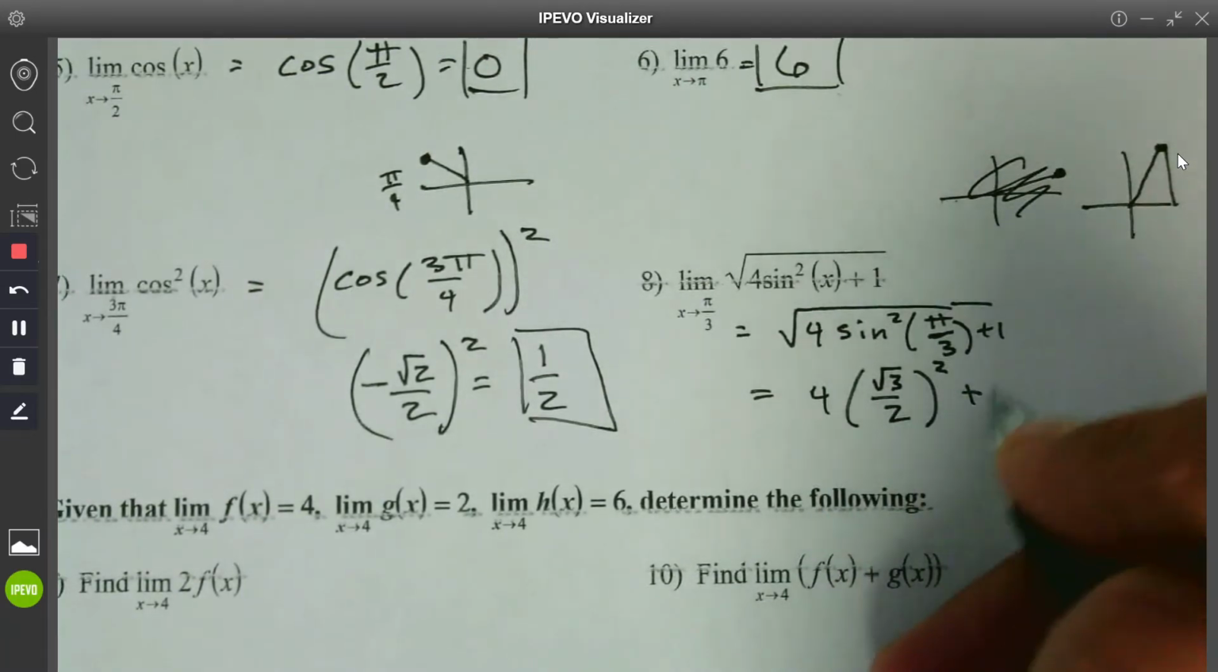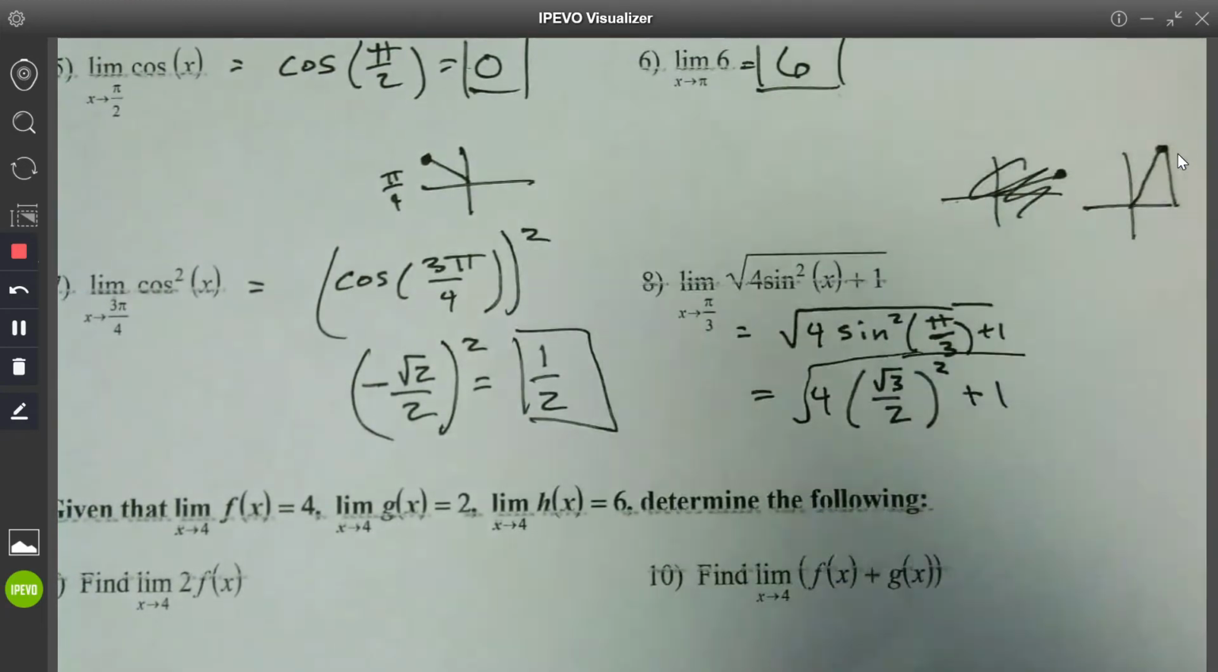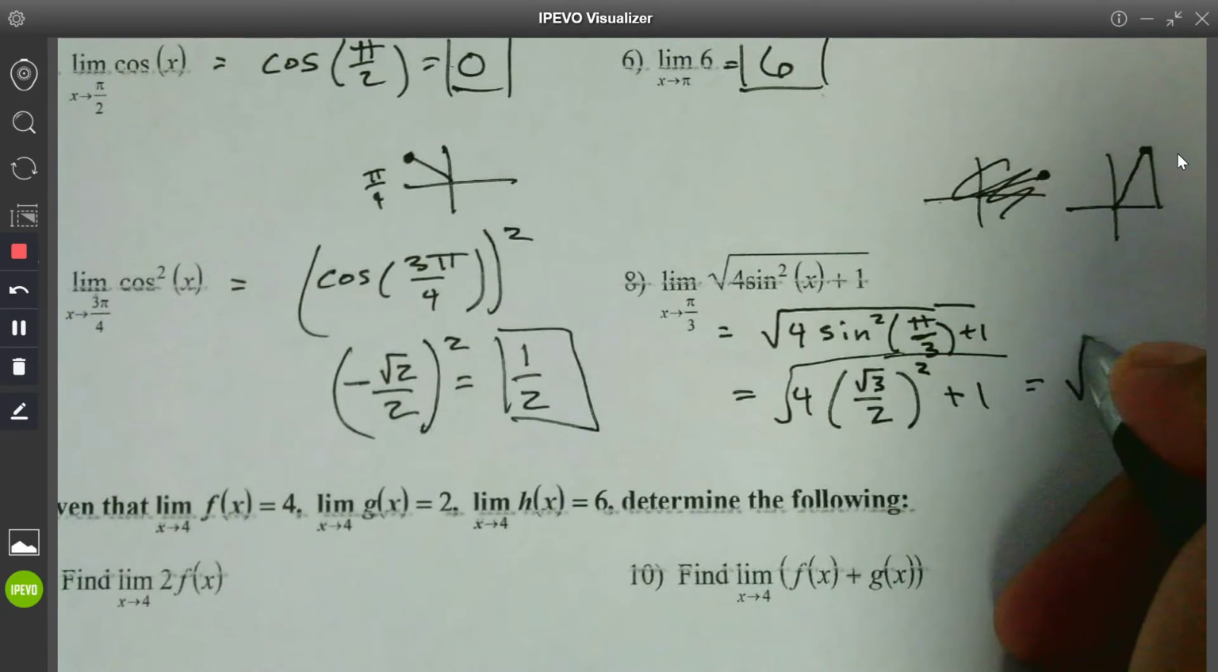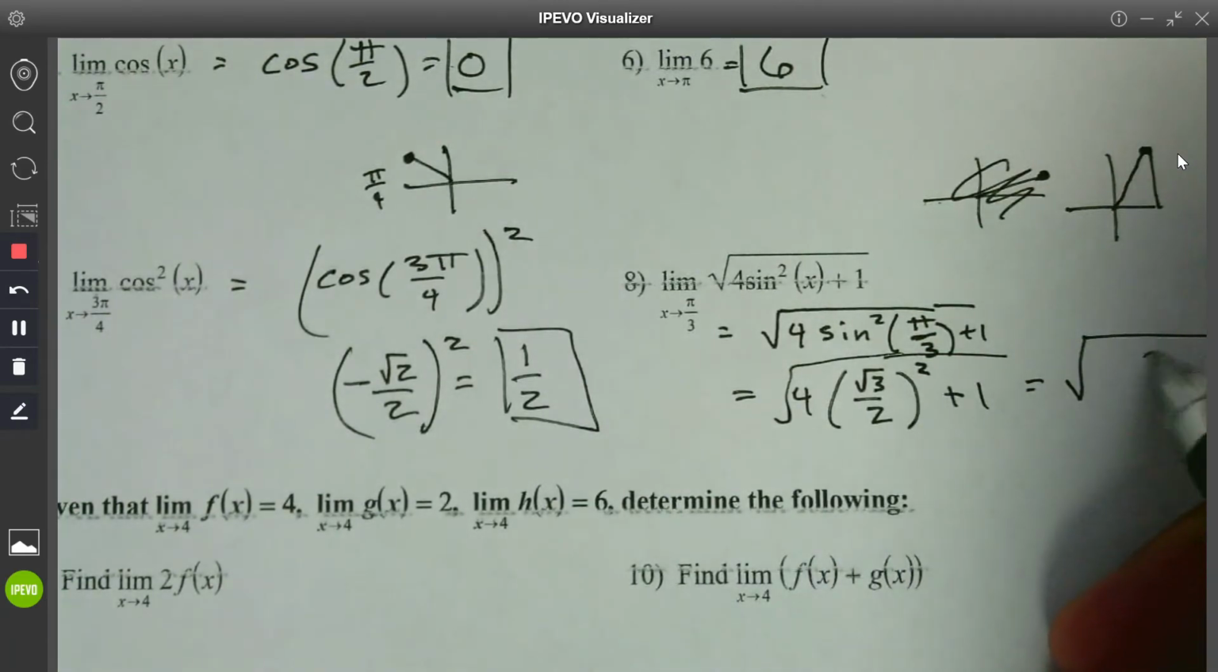Multiply by 4, add 1 to it, and then take the square root of it. Of course, you could also do this with a calculator, but I like showing all my work here by hand. This is going to come out to 3/4. When you square it, multiply by 4, add 1 to it.